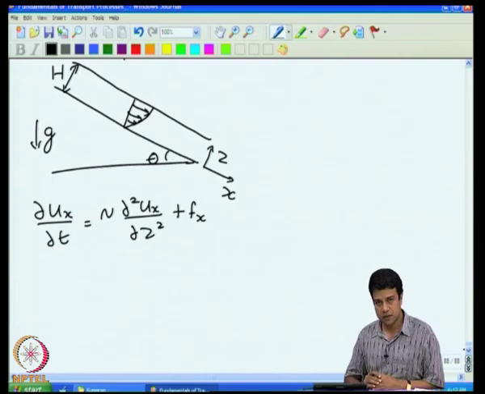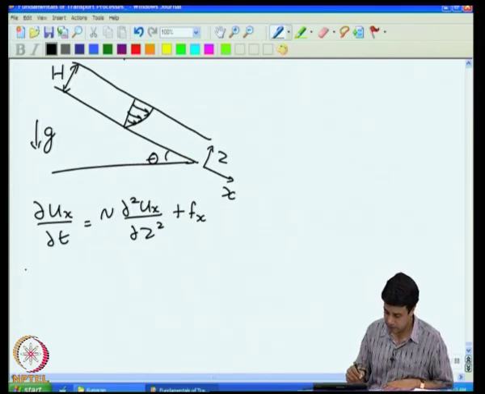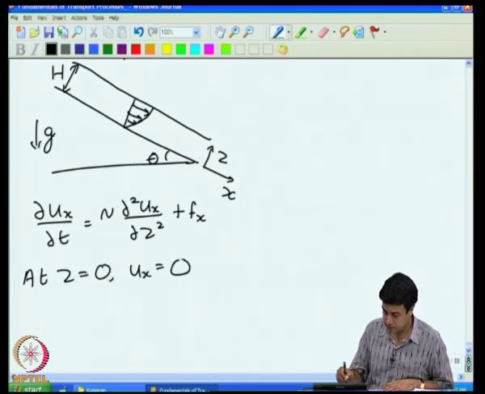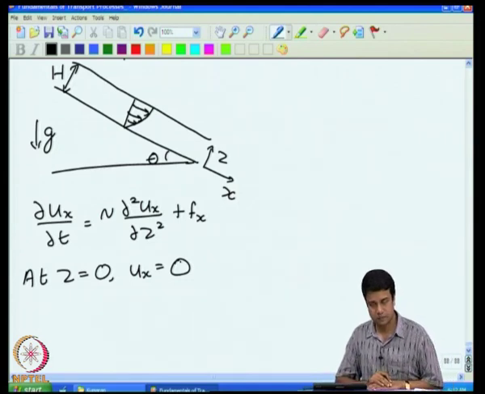What are the boundary conditions for this case? At the bottom surface there is a solid wall which is not moving, therefore, I require that at z is equal to 0, ux is equal to 0. What about the top surface?